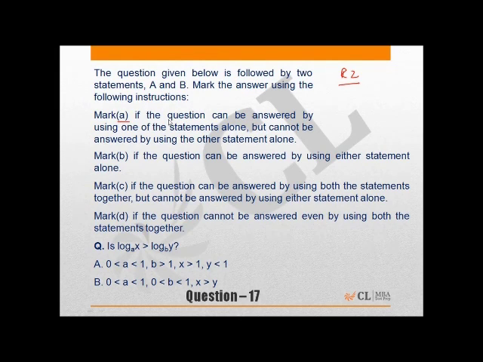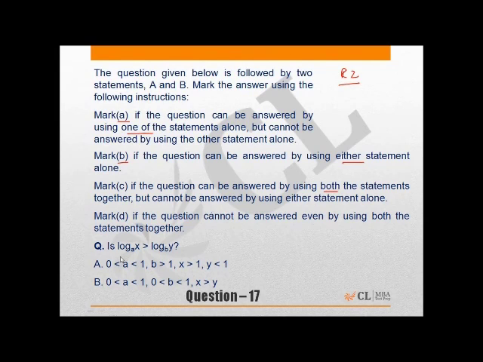Mark A if the question can be answered by using one but not the other. Mark B if can be answered by using either statement, which means if A can answer, B can answer, but not both, then we'll mark A. If A can answer independently, B can answer independently, then we'll mark the answer as B. Mark C if the question can be answered using both statements together but cannot be answered using either of them. That means A and B combined give me sufficient data to solve the question. D if there is not sufficient data to solve the question.